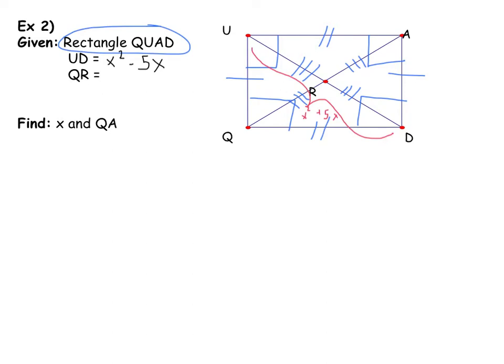Alright, so in addition, I will tell you, after you've marked in all the information you have, that QR is 2 minus 4x big. Now notice I'm not going to use a brace to show that it's the entire diagonal because it's only a portion of it. So I wrote it somewhere in the middle of that portion. So we need to, in this problem, find x and QA.